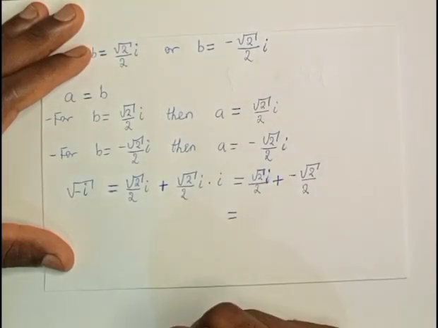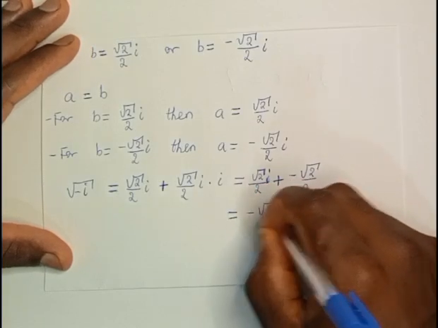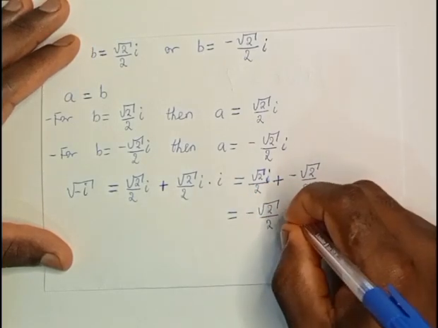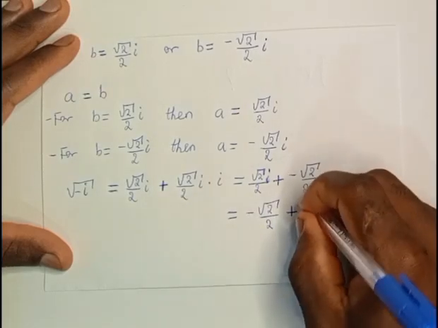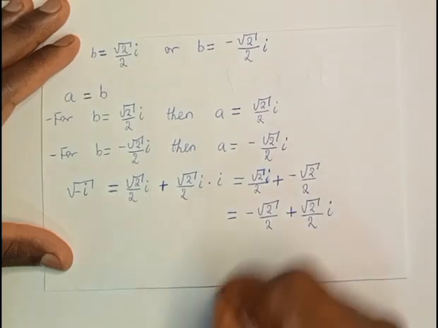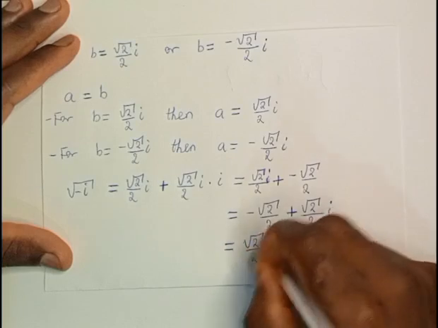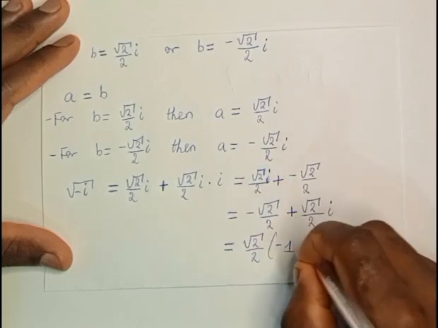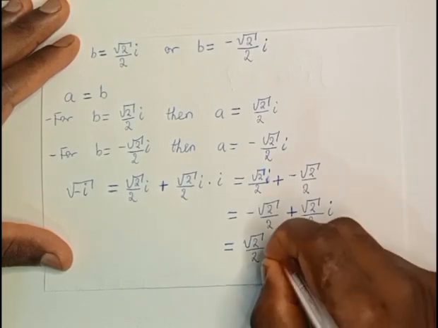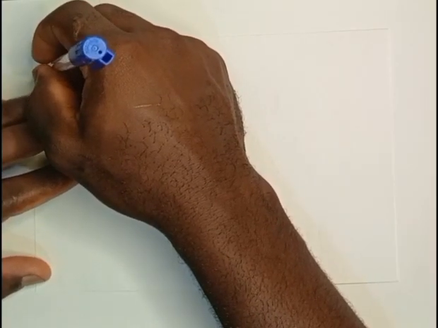This will be equal to, we bring the real part first, negative root 2 over 2 plus root 2 over 2 i. You can factor out the root 2 over 2. This will give us root 2 over 2 times -1 plus i. This is the first square root of -i. Let's write down the second square root.